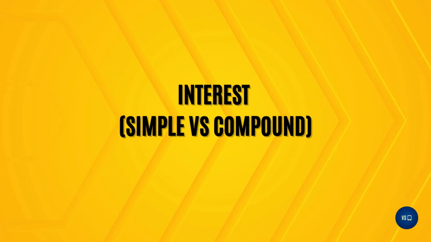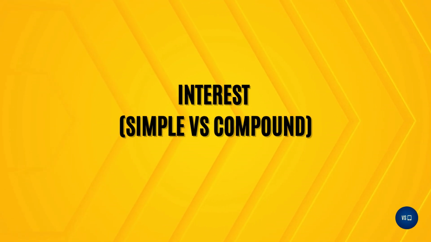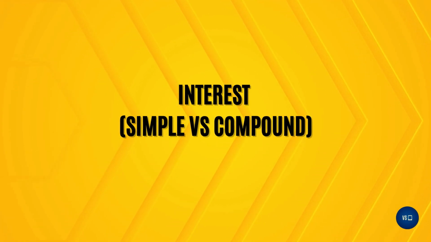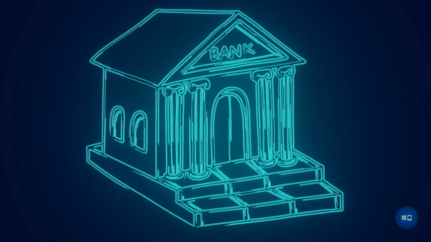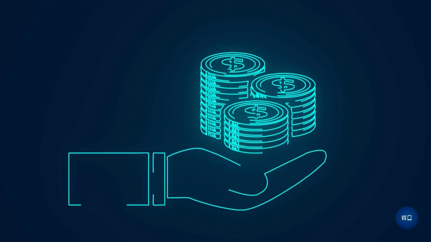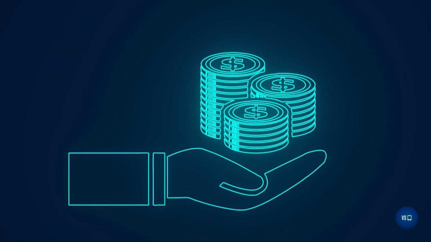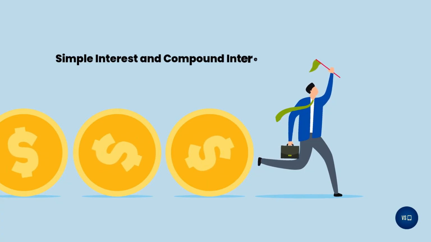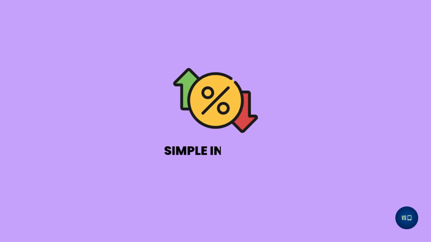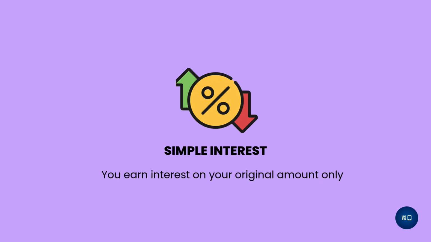Alright, let's break down a word you have probably heard 1,000 times: interest. When you keep money in the bank, it uses that money to give out loans. In return, they pay you some extra cash as a thank you. That's interest. But not all interest is created equal. There are two main types: simple interest and compound interest. Simple interest is, well, simple. You earn interest on your original amount only.